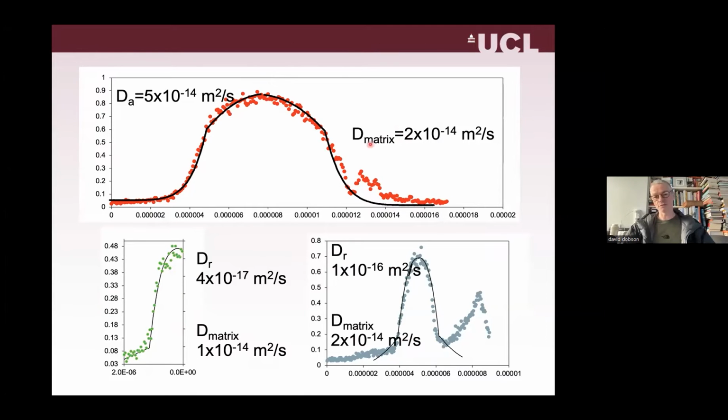The matrix diffusivity in every case is of order 10 to the minus 14 square meters per second, 1 to 2 times 10 to the minus 14. The crystal diffusivity along its axis is 5 times 10 to the minus 14 square meters per second. And radially, it's 10 to the minus 16 to 10 to the minus 17 square meters per second, for this sample. Okay. So we see 3 orders of magnitude or 3.5 orders of magnitude of anisotropy in this case.